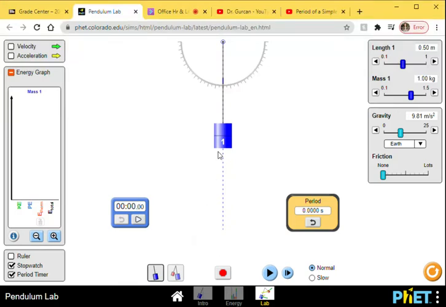Hi everyone. This is how you use a simple pendulum lab simulation. So you need to be in the lab part.